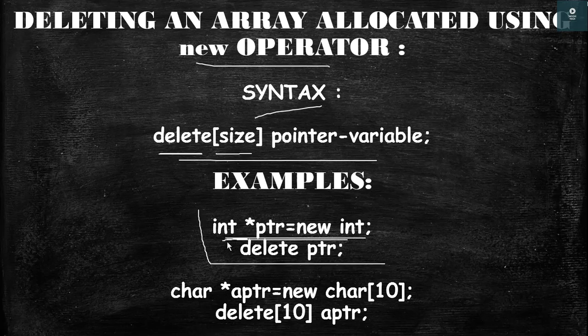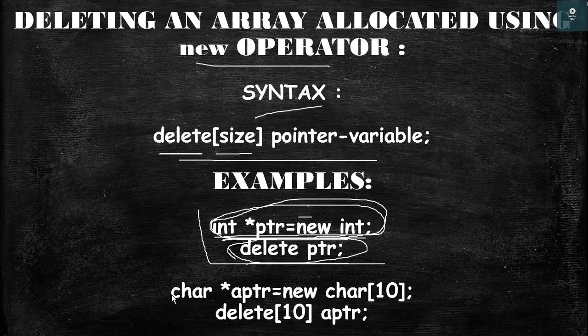Now we'll see an example of how to delete a simple variable. Here in this line, we have allocated the memory using the new operator for an integer variable. After this, we are deallocating the memory that was allocated by the new operator by using the delete keyword. So after this line, the memory is allocated, and after this line, the memory is deleted, that is deallocated.